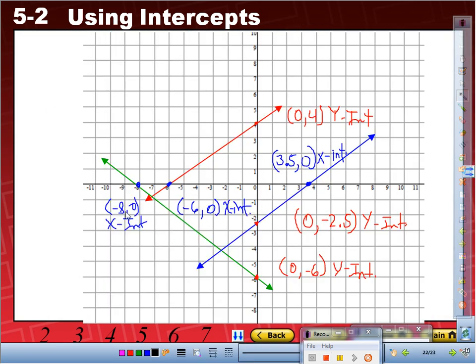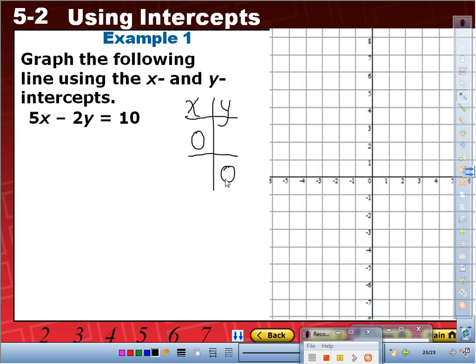Now, let me go back. Look at our x-intercepts. What became 0? The y. The y became 0. So, therefore, in here, this is going to be my x-intercept. So, all I have to do is substitute the value and fill my table. Check this out. Everybody look up, please. So, my first x value is going to be 0.